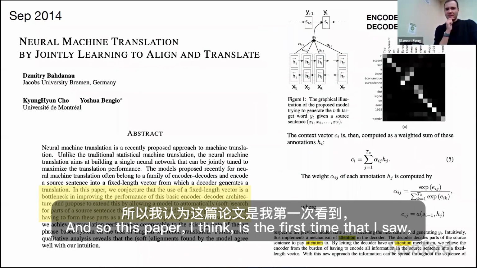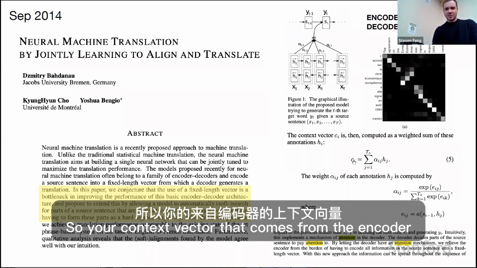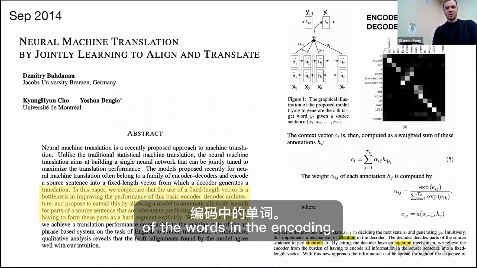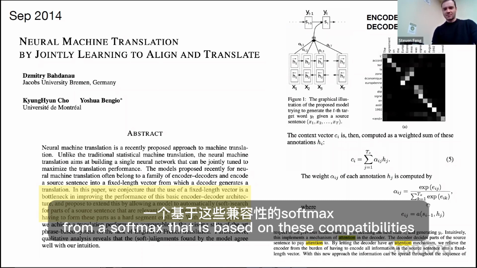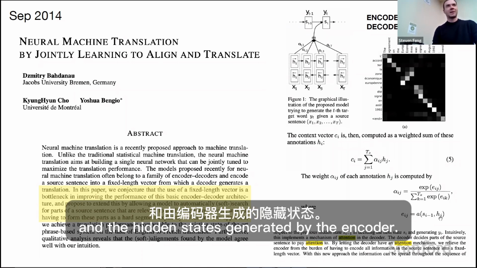And so this paper, I think, is the first time that I saw basically attention. So your context vector that comes from the encoder is a weighted sum of the hidden states of the words in the encoding. And then the weights of this sum come from a softmax that is based on these compatibilities between the current state as you're decoding and the hidden states generated by the encoder.